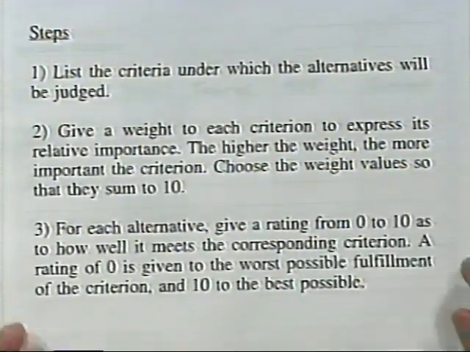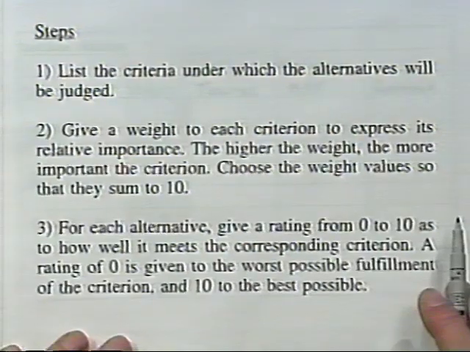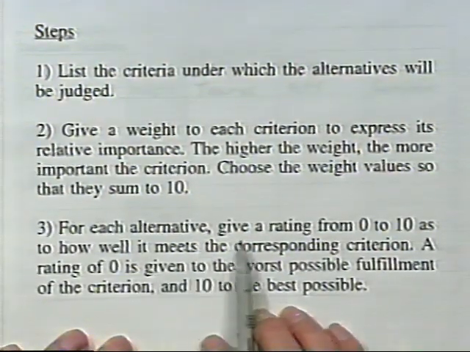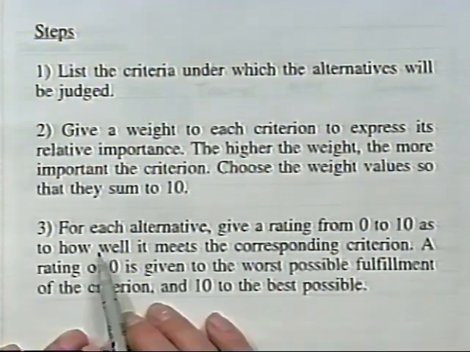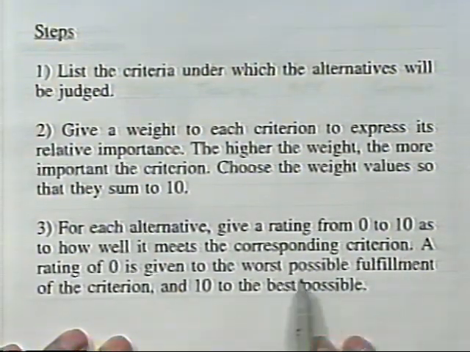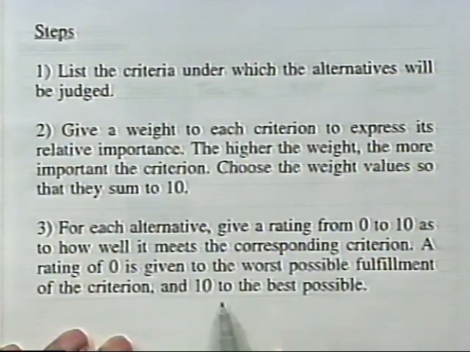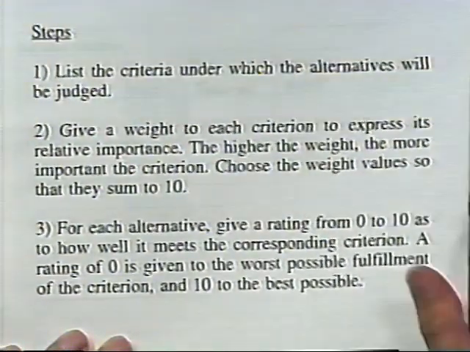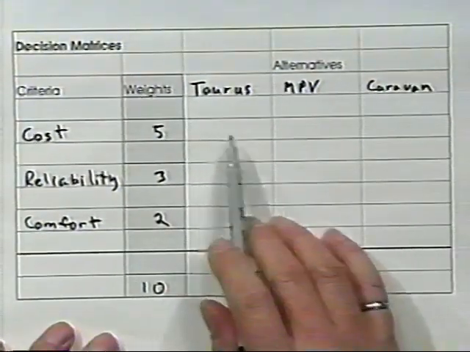So the third step. For each alternative, give a rating from 0 to 10 as to how well it meets the corresponding criterion. A rating of 0 is given to the worst possible fulfillment of the criterion, and 10 to the best possible. That's what goes in these cells here.